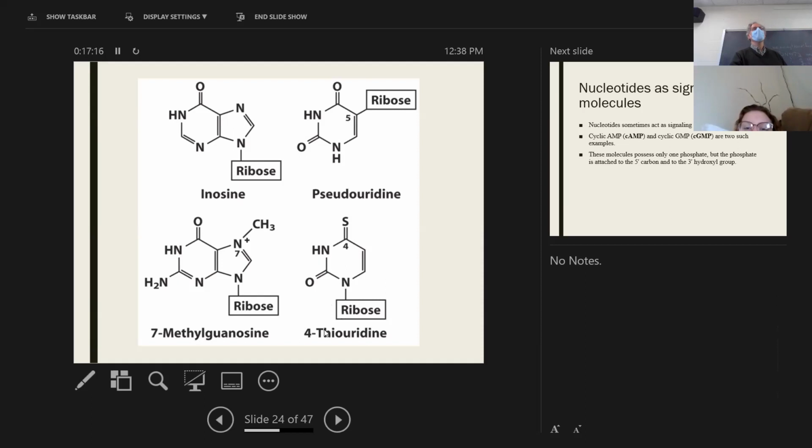Then you have 4-thiouridine, where the oxygen is swapped with a sulfur. Sulfur is quite a bit bulkier, and it's pretty electron demanding. Then you have 7-methyl guanosine. That's a pretty bulky base. When you put this on, your chances of hydrogen bonding here are decreased.